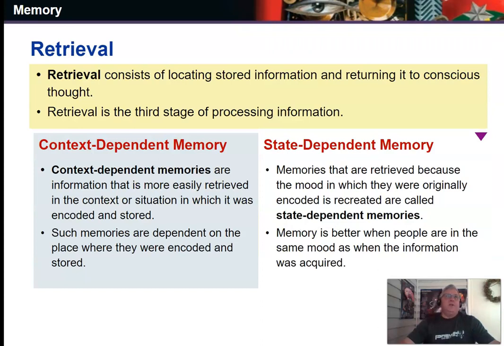Retrieval. Retrieval consists of locating stored information and returning it to conscious thought. Retrieval is the third stage of processing information. Context-dependent memory is information that is more easily retrieved in the context or situation in which it was encoded and stored. Such memories are dependent on the place where they were encoded and stored. Memories that are retrieved because the mood in which they were originally encoded is recreated are called state-dependent memories. Memory is better when people are in the same mood as when the information was acquired.